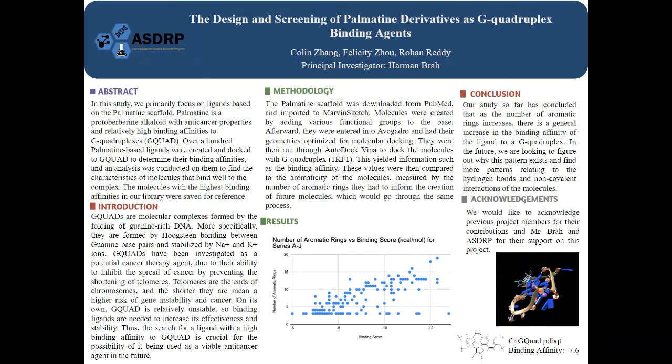On its own, a G-quadruplex is relatively unstable, so binding ligands are needed to increase its effectivity and stability. Thus, the search for a ligand with a high binding affinity to G-quadruplexes is crucial for the possibility of G-quadruplexes being used as a viable anti-cancer agent in the future.